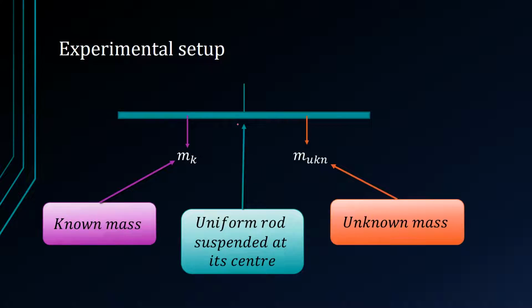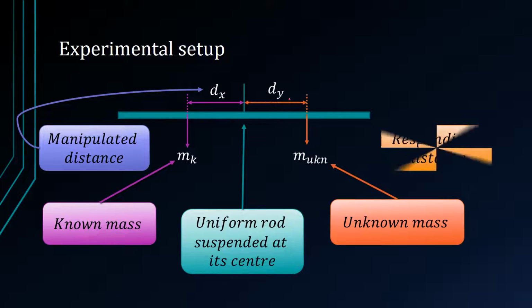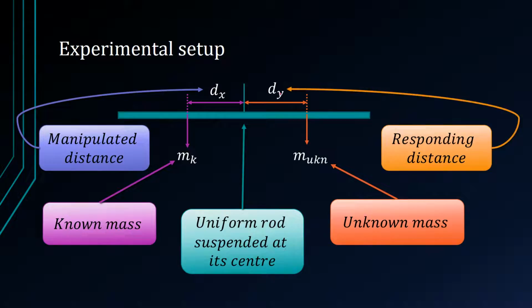What you're going to do is vary the distance of the known mass. Notice the distance you're looking at is the distance from the pivot to the line of action of this force, and you're going to manipulate this distance, which is why I label it as dx. When you manipulate this, you have to adjust the distance for the unknown mass as well, to get a corresponding distance. Because of the principle of moments, you should be able to adjust this and get a corresponding length, and it will balance. This is the manipulated distance, so I'll label it dx, and this is the responding distance, so I'll label it dy.